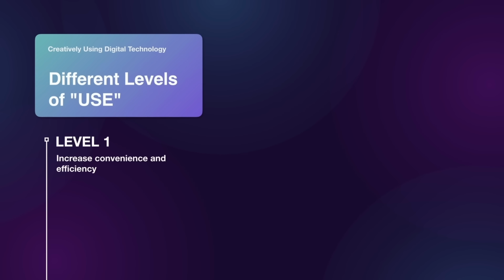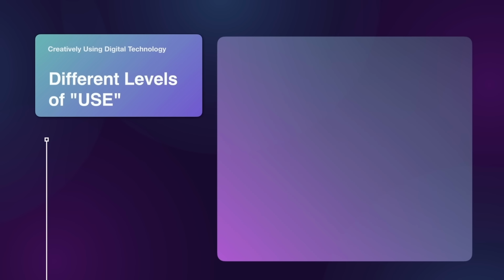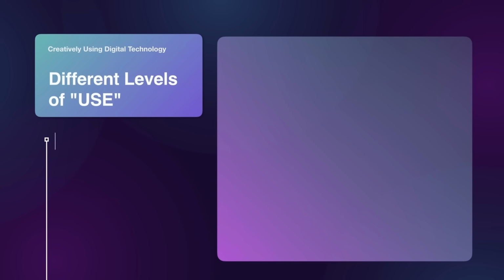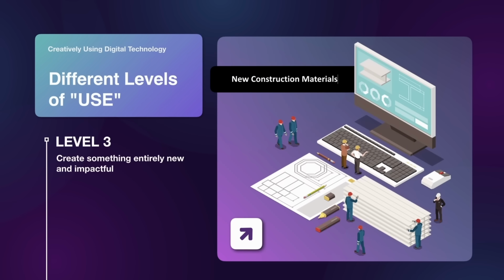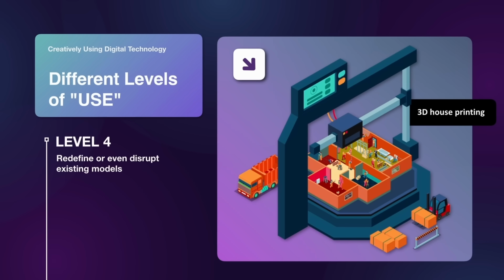Creatively using digital technology can mean different levels of use, from simple everyday actions to innovative and transformative applications. At its most basic, it's about convenience and efficiency, like using a phone to check the news or make online payments. As we move deeper, it becomes about enhancing experiences through immersive tech like VR or smart home, then pushing boundaries to create something entirely new and impactful. Ultimately, creative digital use aims to redefine or even disrupt existing models, driving meaningful change in our interactions, industries, and society.